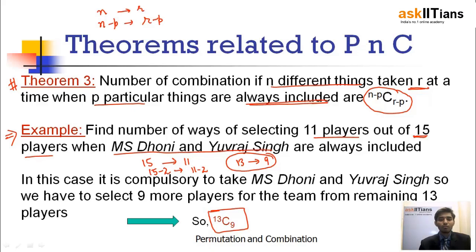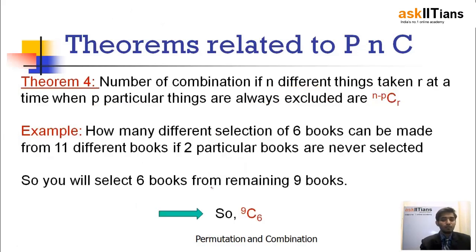So these are the total number of combinations of n things taken R at a time when p particular things are always included. Now if p particular things are always excluded, then in that case what will happen? I want to select R things out of n things and p particular things are always excluded. So the total number of choices will be reduced to n minus p. Now out of this n minus p, I have to select only R things. Let us see this through an example.